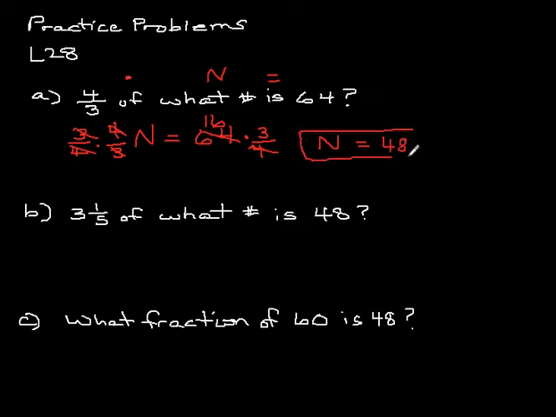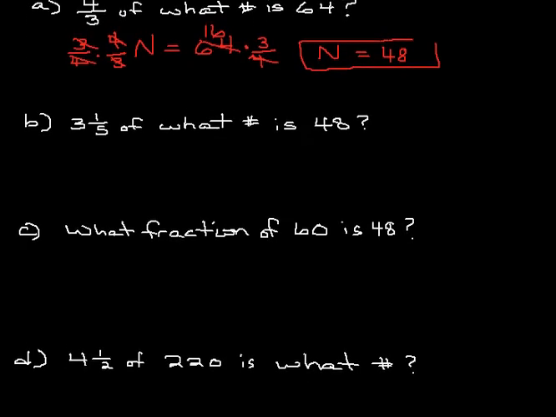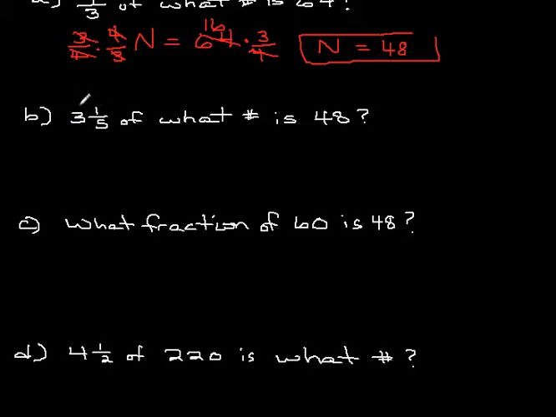Alright, let's try the next one. These are just translating into algebra, and then using our algebra skills we try to solve these. Okay, this one we're starting out with an improper fraction. So the first thing, of course, we're going to translate. Of would be times. What number would be n? Is equals. When we copy this down we make this improper. So 3 times 5 is 15 plus 1 would be 16/5 of what number? So it would be times n equals 48.